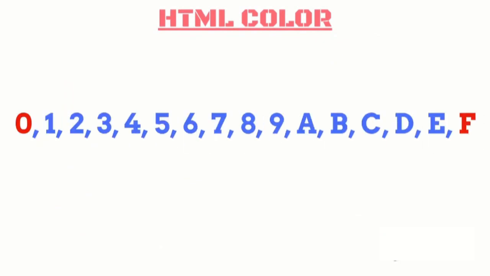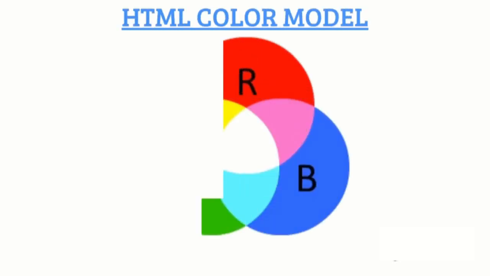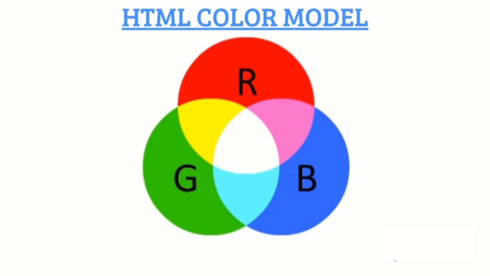HTML colors are expressed as hexadecimal values. As you can see, there are 16 values there. 0 through F: 0 represents the lowest value, and F represents the highest. Colors are displayed in combinations of red, green, and blue light (RGB). Hex values are written using the hashtag symbol, hash, followed by either 3 or 6 hex characters.